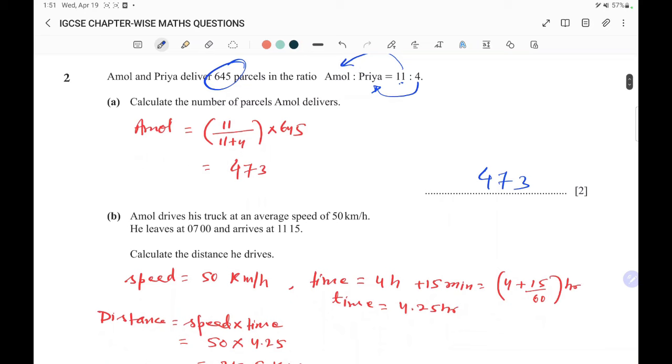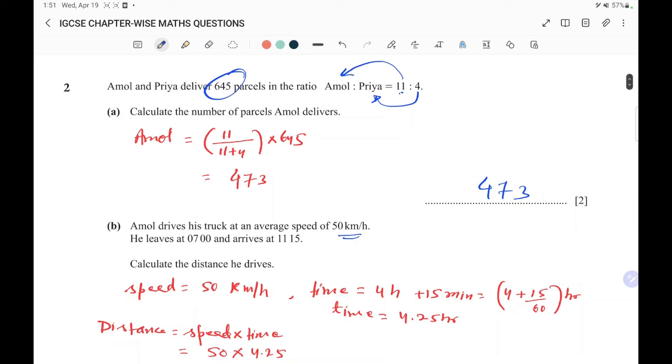Now B part, that says Amol drives his truck at an average speed of 50 km per hour. He leaves at 7 and arrives at 11:15. Calculate the distance he drives. So distance, we know, is speed times time. Speed is already given to us, 50 km per hour, but we need to find the time. So 7 to 11:15, how much is the time? 7 plus 4 is 11, and then 15 minutes extra. So 4 hours 15 minutes is the time.